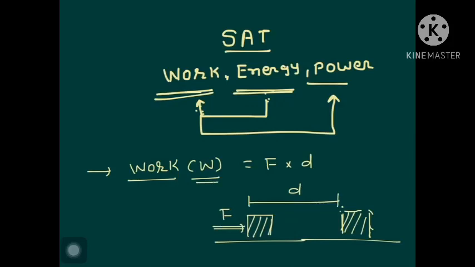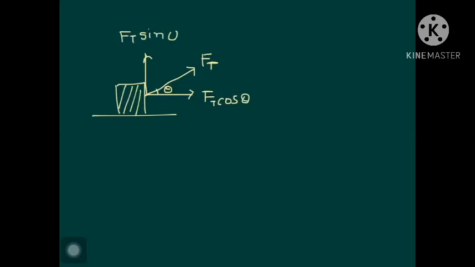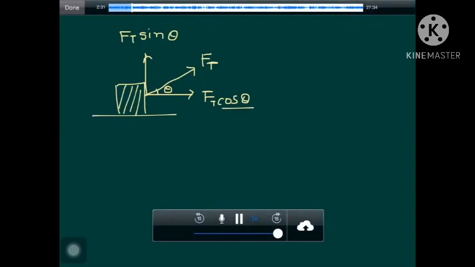But it is not always required that we apply the force in this way only. Suppose this is the object and force is applied at some angle with the horizontal. Let's say this angle is theta. If this is the tension force on some rope, at that point we have two components of this force: one is the horizontal component, another is the vertical component. The adjacent side of this angle is the cos component, and the opposite side is the sine component.